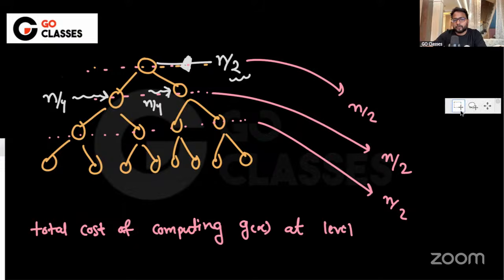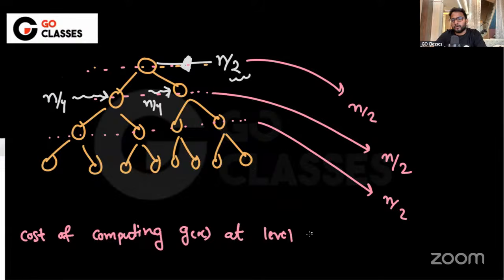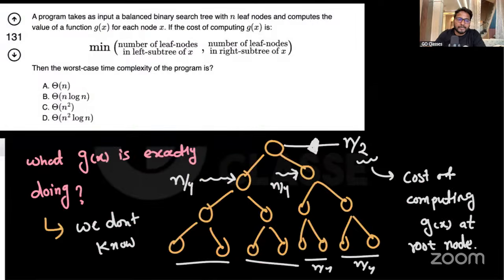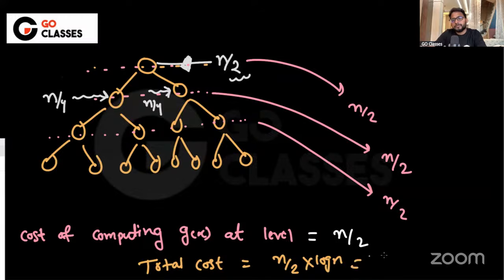Don't get confused by total. Basically, I'm just writing the cost of computing GX at each level, or you can say total cost, it doesn't matter. But total cost generally means for the whole tree. So I'm just writing the cost of computing GX at each level, just n by 2, right? How many levels are there if it is a balanced binary search tree? They are saying it is a balanced binary search tree, so what is the height? Log n, right? So if this is the cost at each level, then the total cost of GX is n by 2 into log n, which means theta of n log n. Isn't it?